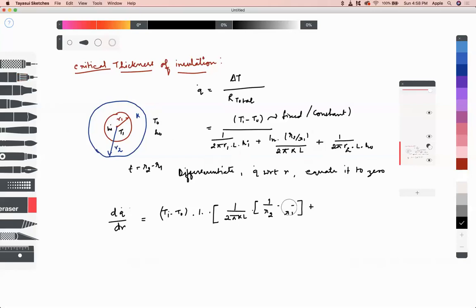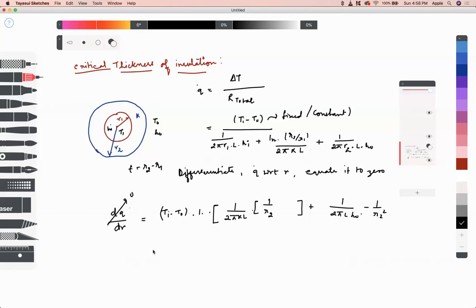This will go only 1 by R2, and here we will have 1 upon 2 pi L into H naught, and 1 by R2. Differentiation will be minus 1 by R2 square. Okay, and divided by the square of this entire thing, which will eventually become 0, because dq by dr has to be equated to 0.